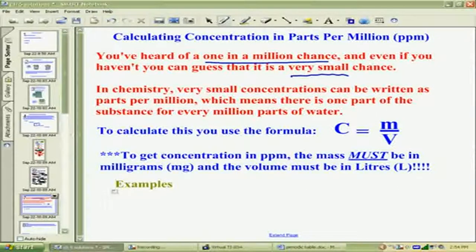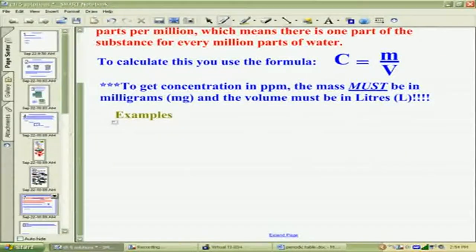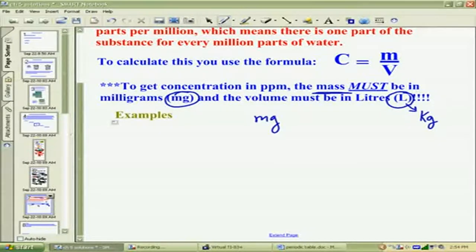One way to think about parts per million is to say that the mass is going to be in milligrams and the volume is going to be in liters. That comes from the fact that a kilogram of water is a liter, and a milligram is a million jumps away: from milligram to gram, you've got 10 to the 3 or 1,000, and from gram to kilogram, you've got another 10 to the 3. That makes 10 to the 6 in total, a difference of a million. That's where the 1 in a million comes from.